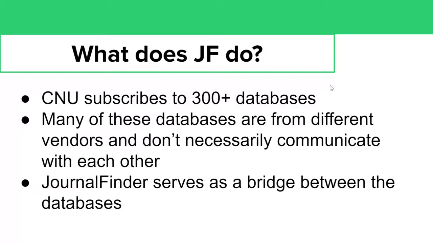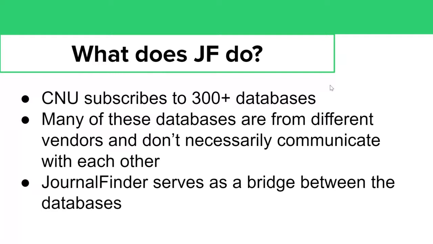Well, we subscribe to over 300 different databases here at CNU, and each database has a number of academic journals or newspapers or magazines, other publications. And when you have 300 different databases, those number of journals start to add up, and you get tens of thousands of journals, which is what we have. And it can be hard to navigate.